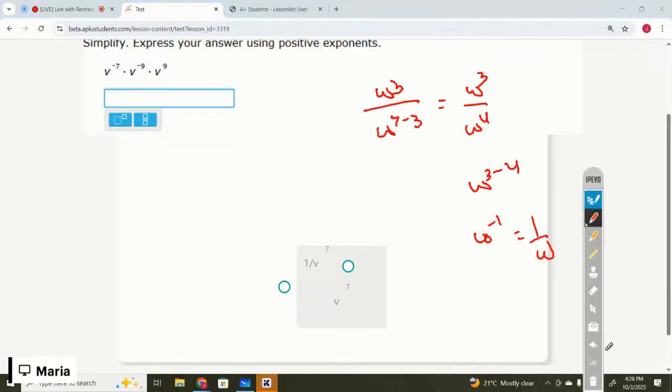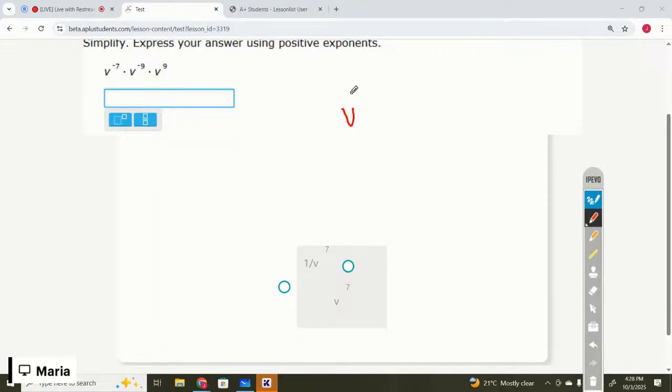V exponent negative 9 times V exponent negative 9 times V exponent 9. So that is negative 9 minus 9 plus 9. 9 plus 9 minus 9 makes 0. So we have V exponent negative 7. So we can write it as 1 divided by V exponent 7.